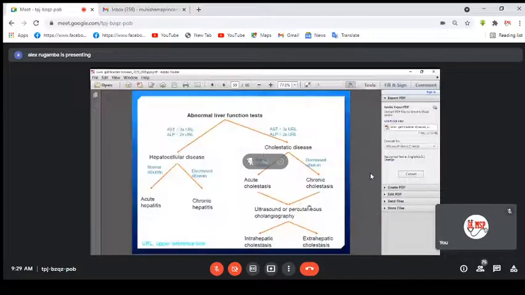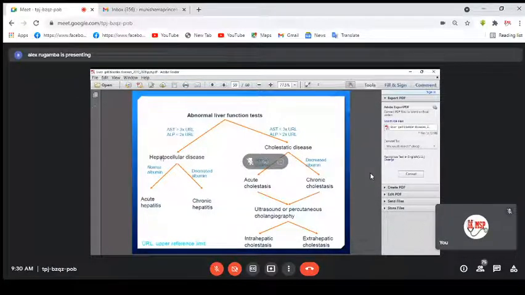So this is the normal liver function test. Actually, this figure indicates how the liver function tests are interpreted. Once you check the aspartate aminotransferase and come here, hepatocellular diseases, normal albumin. If the albumin is normal in hepatocellular disease, then there is acute hepatitis. If there is decreased albumin, then there is chronic hepatitis.